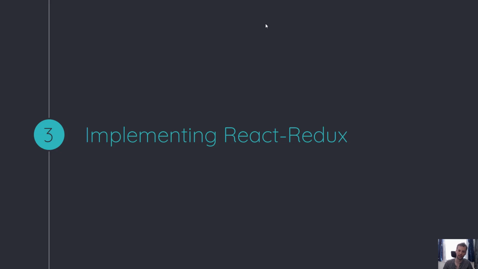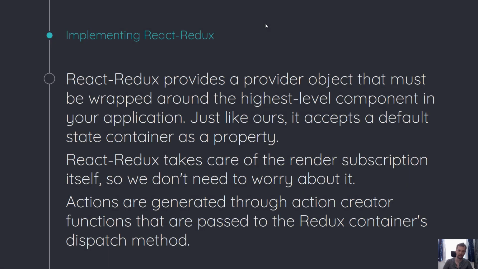All right, so now that we have experimented with building our own Redux-like container, let's see about implementing React-Redux itself. So for our purposes here, you can use the other project that is inside of the repository that we cloned at the top of this presentation, the actual React-Redux project. Feel free to do npm install and npm run start to get that one going and up and running before we talk about it here. So just like ours, React-Redux provides a provider object that must be wrapped around the highest level component in your application. And just like ours, it accepts a default state container as a property.